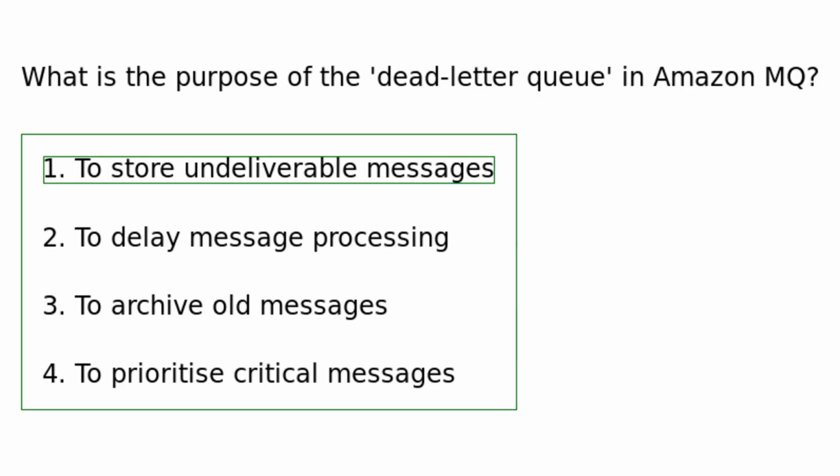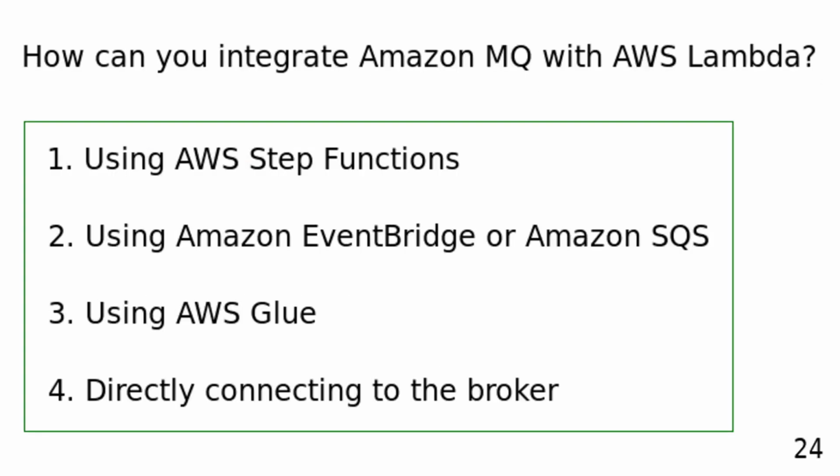Dead letter queues in Amazon MQ store messages that can't be delivered to any consumer, helping with troubleshooting and preventing data loss. How can you integrate Amazon MQ with AWS Lambda?